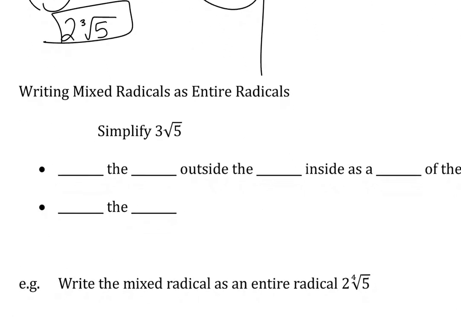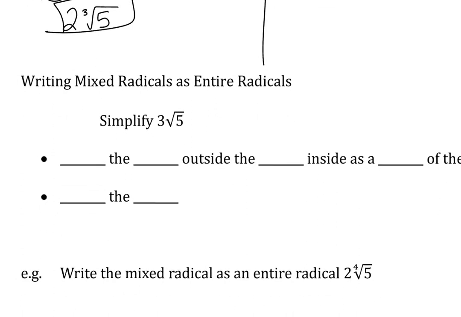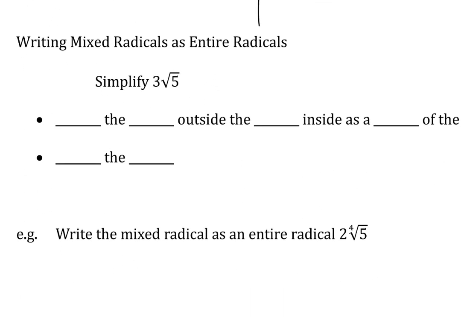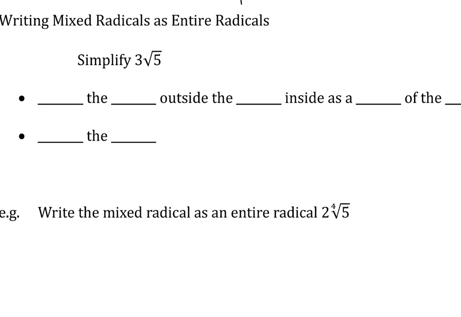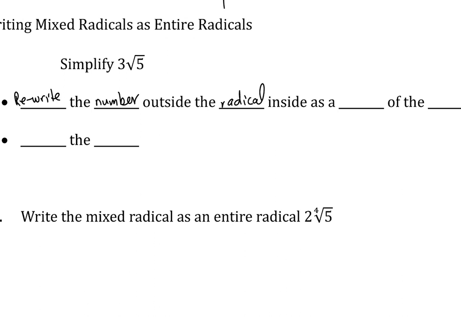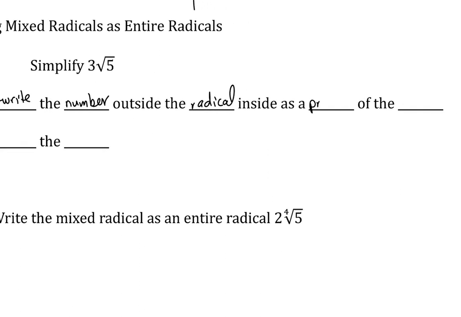Okay, now going the other way. Let's try this. Writing mixed radicals as an entire radical. So we're going to simplify 3 root 5. Simply rewrite the number outside the radical. So rewrite the number that is outside of the radical as a product of the index. Okay, so we're going to unpack that a little bit.